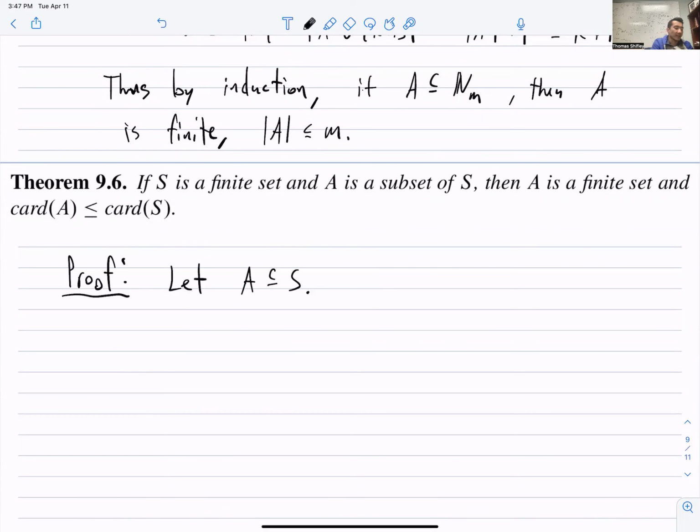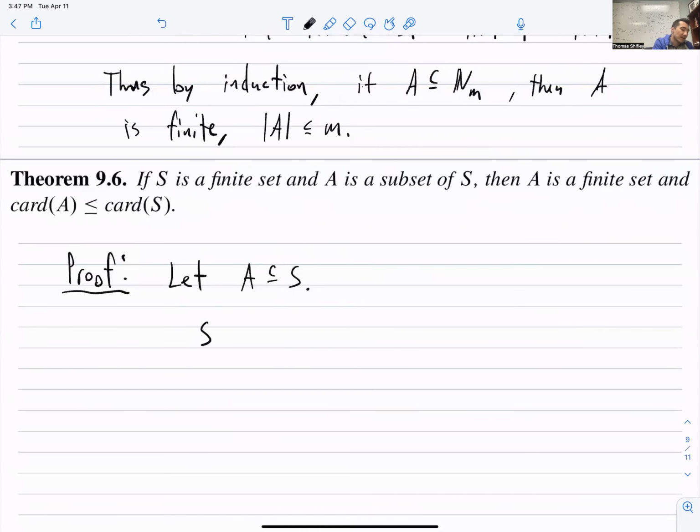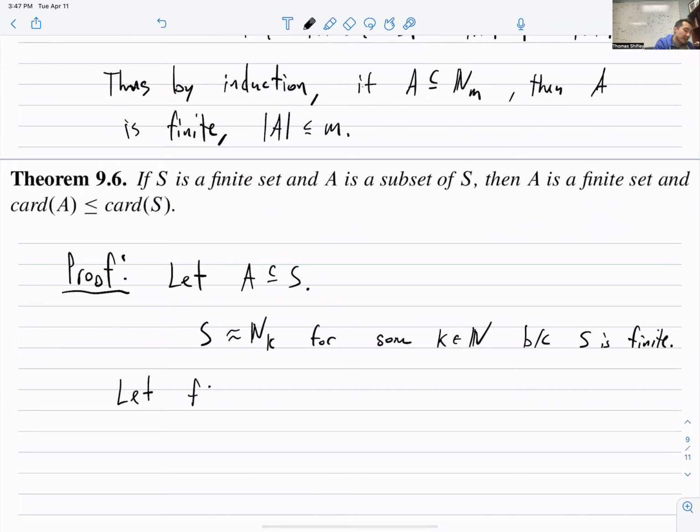Well, we know S is finite. So S is equivalent to N sub K for some K in N, because S is finite. Let's let F be the bijection that does it. Let F from S to N sub K be a bijection, because it's equivalent to it. There are lots of bijections.